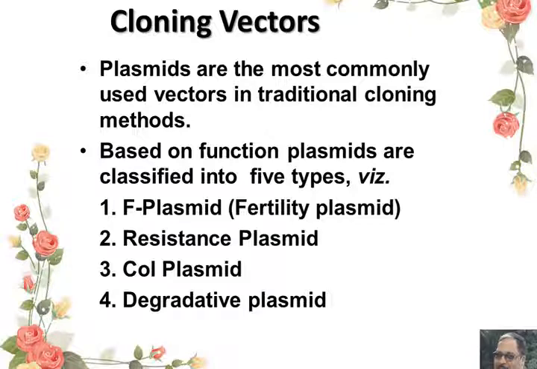Degradative plasmid contain genes that enable digestion of unusual substances like toluene, salicylic acid, etc. And the virulent plasmid or virulence plasmid, which turns the bacterium into a pathogen.